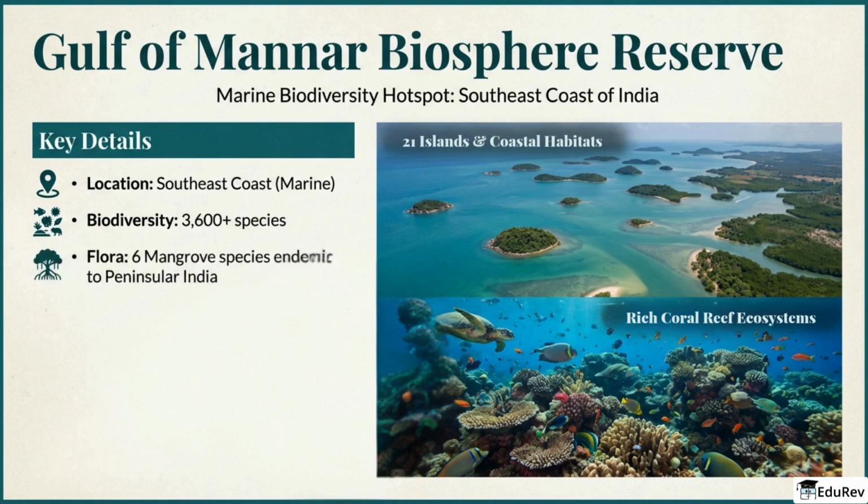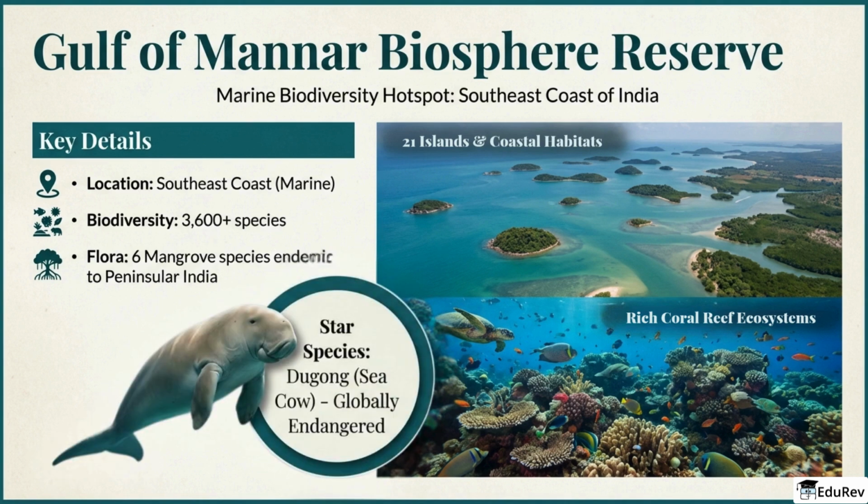The flora point given here is also important. 6 mangrove species endemic to peninsular India are associated with this region. And the star species you must remember is the dugong, also called the sea cow, marked here as globally endangered. This reserve is important because it reminds you that biodiversity protection in India is not only terrestrial. Marine ecosystems are equally central.